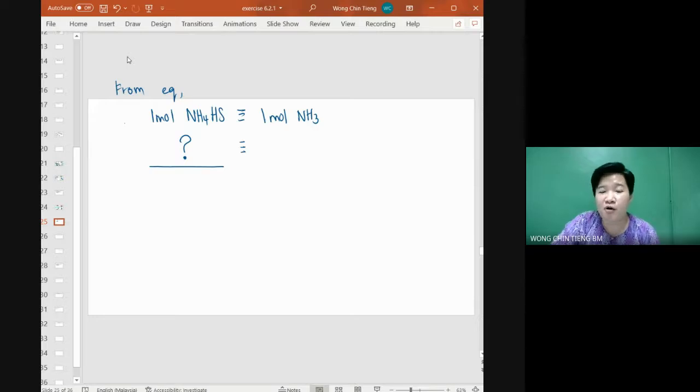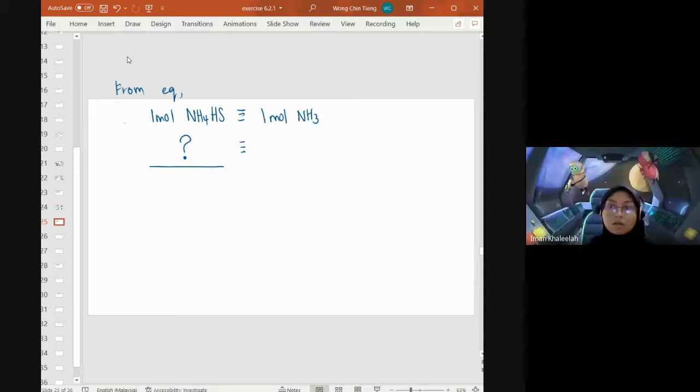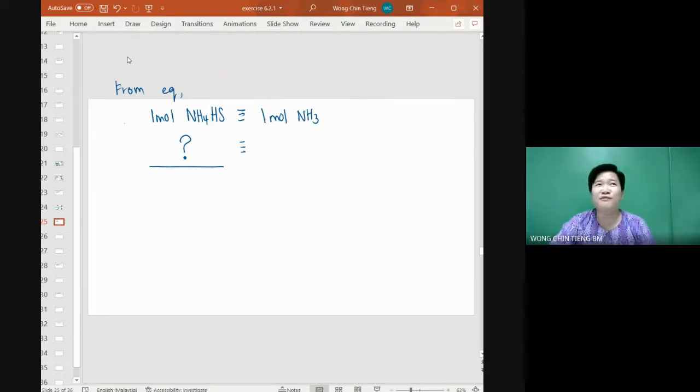The number of mole of ammonium hydrogen sulfate that you compare with ammonia. All. Sorry, Iman? All, because number of mole is constant for solid. Because number of mole is constant, number of mole is not constant. Concentration is constant.